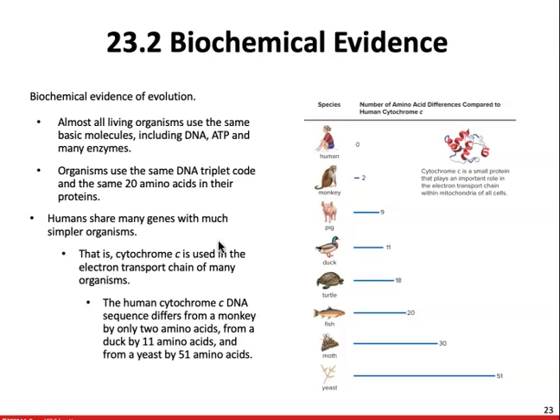So just as an example, cytochrome C is used in the electron transport chain of a lot of different organisms. But the human cytochrome C DNA differs significantly from some of the other organisms. So it differs from a monkey by only 2 amino acids. In other words, the structure for our cytochrome C enzyme is very similar to that of a monkey. It differs from a duck by 11 amino acids, and it differs from yeast by 51 amino acids. So this has been seen as evidence that all of these different individuals shared a common ancestor.